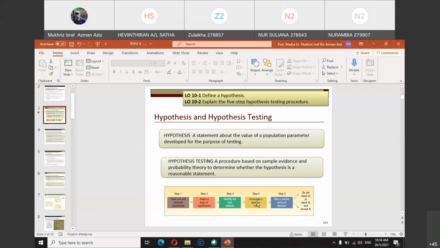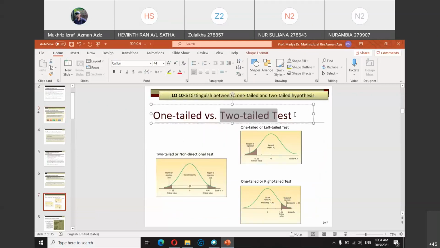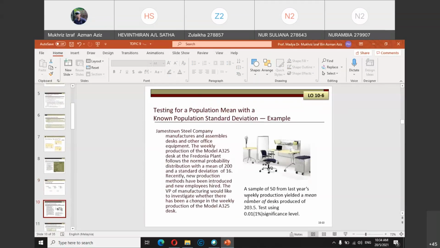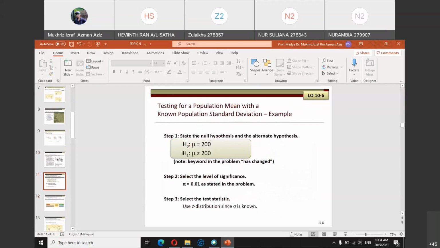For this, you must go back to step number 1 as well. How do you construct your H1? H1 with not equal to means a two-tail test. I mentioned just now, if the sign in your H1 is not equal to, then you are going to construct a two-tail test, and your decision rule will be something like this. Now let's go back to this example: H1 mu not equal to 200, and H0 mu equal to 200. The keyword here is changed, or any difference.